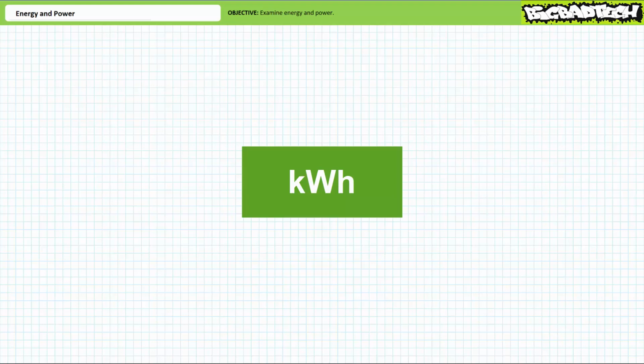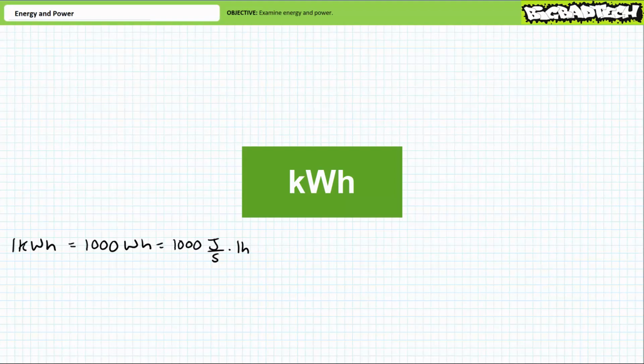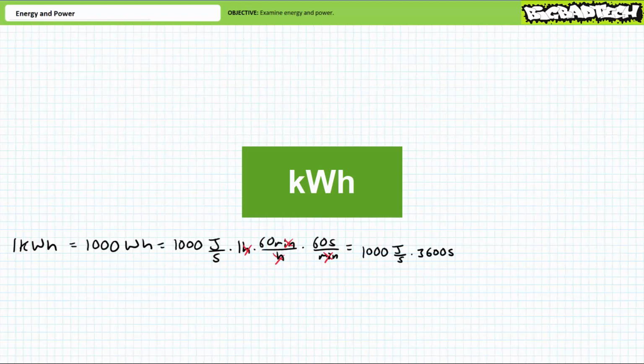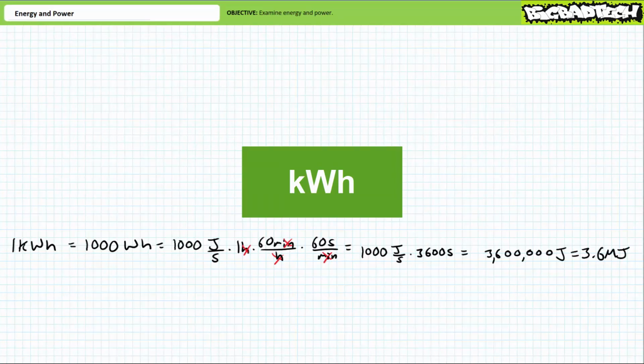If you don't believe me, unwrap each piece of the kilowatt hour one by one and prove it to yourself. If 1K equals 1,000, 1 kilowatt hour equals 1,000 watt hours. If 1 watt equals 1 joule per second, 1 kilowatt hour equals 1,000 joules per second times 1 hour. If 1 hour equals 60 minutes and 1 minute equals 60 seconds, 1 kilowatt hour is 1,000 joules per second times 3,600 seconds, or 3,600,000 joules.